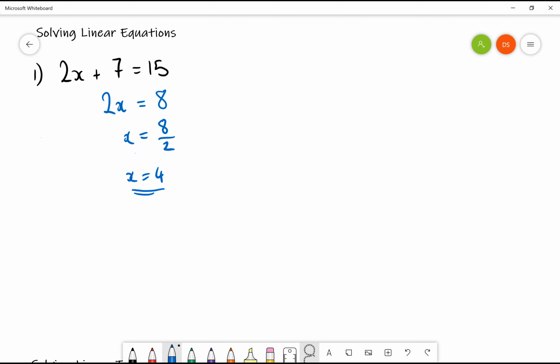Is that hard? No. Well, how could I make this linear equation a little bit more challenging? Well, I could make it a little bit weirder looking. I could go 2x plus 7 over 2 equals 15.